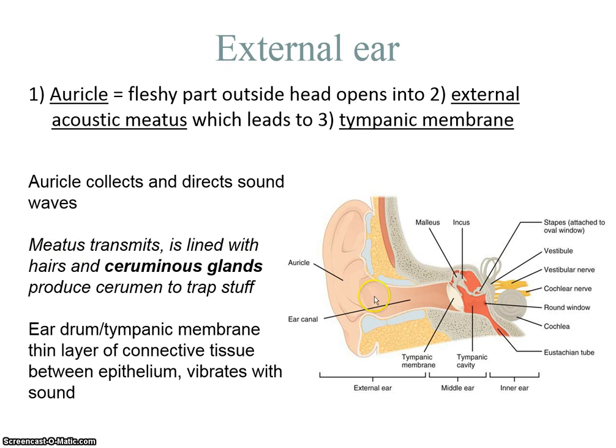So this meatus, this tunnel or canal, transmits the sound energy. It's lined with hairs and ceruminous glands. That's where you get the earwax. And this helps to trap anything, because you could colonize. This is an open area to the outside world, and we want to be protective. So these are protective things. The eardrum, or tympanic membrane, which is what we need to call it, is a thin layer of connective tissue between epithelium, and it vibrates. That's the important thing. It moves in response to these sound energies, which are traveling in waves coming in.